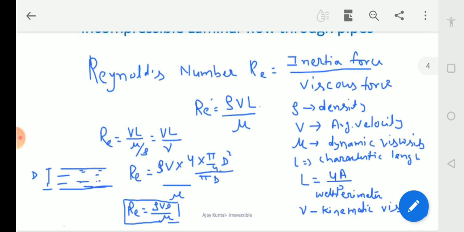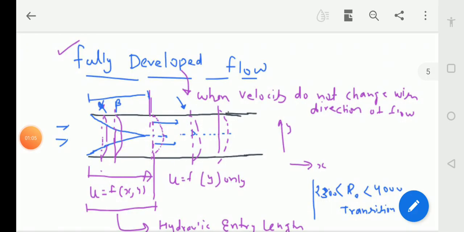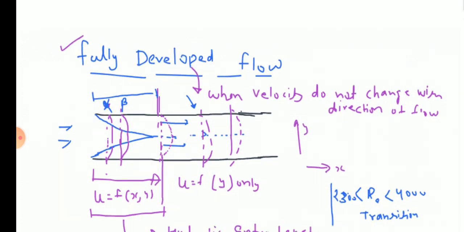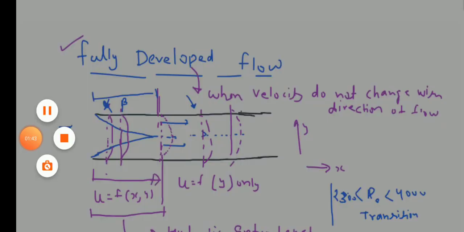In the next case we will study fully developed flow, in which the velocity does not vary with the direction of flow, only with the orthogonal direction of the flow. You can see in this diagram, the velocity is not varying with x, it is varying with y only. That is called fully developed flow, and flow will be laminar only when Reynolds number is less than 2300, above 4000 it is turbulent flow, and between 2300 and 4000 it will be transition flow.